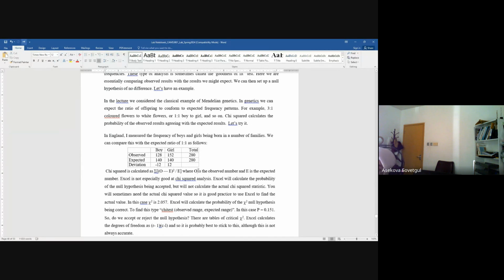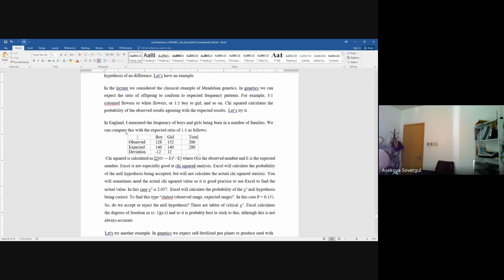Let's say the ratio is usually 1 to 1. So it is 280 babies, half of them usually boys and half of them girls. So I want to compare this. Let's see, I conducted my experiment and my observation is a little bit different. Not exactly 140 of them are boys. Only 128 of them are boys and 152 are girls.